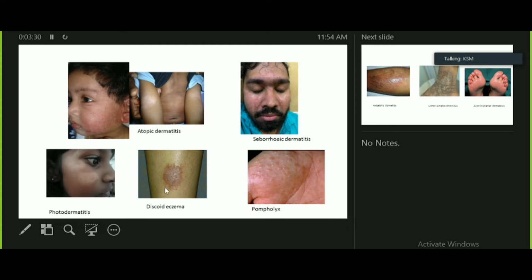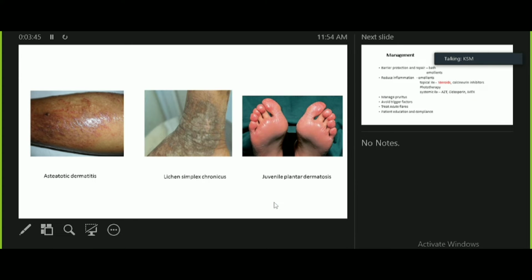Then discoid eczemas, plaque-like lesions, commonly seen in limbs, and also the pompholyx, blisters appearing over hands and feet. And some more, asteatotic dermatitis, commonly seen in patients with hypothyroidism, as well as patients on certain treatments like diuretics and elderly, and the patients with frequent habit of washing. Next, the lichen simplex chronicus. It's kind of a neurodermatitis, a severe itchy condition, and juvenile plantar dermatosis.